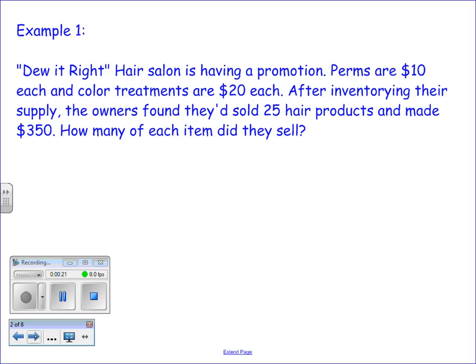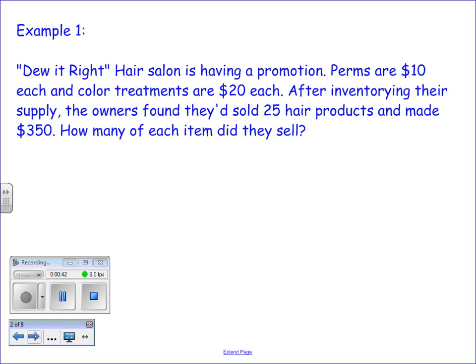It says, Do It Right Hair Salon is having a promotion. Perms are $10 each and color treatments are $20 each. After inventorying their supply, the owners found that they had sold 25 hair products and made $350. How many of each item did they sell? All right, so we're going to set up two equations here.